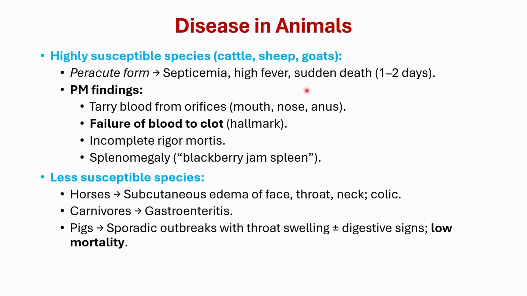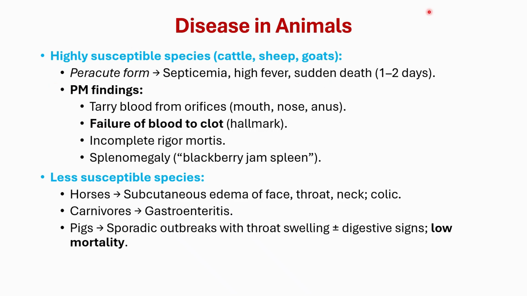Diseases in animals. In animals, anthrax shows marked variation in severity depending on the species affected. In highly susceptible species like cattle, sheep and goats usually develop the peracute form of the disease. This form is characterized by septicemia, high fever and sudden death, often occurring within 1 to 2 days of infection.